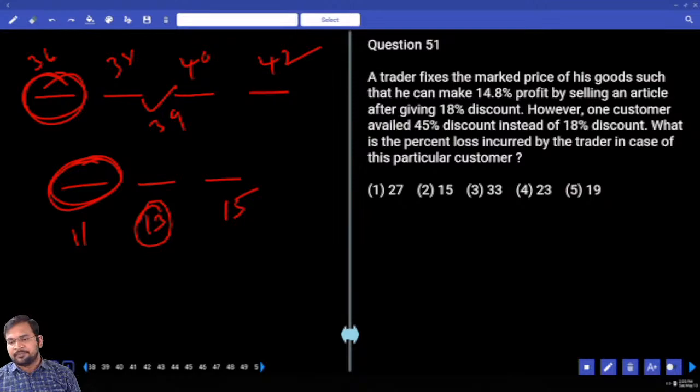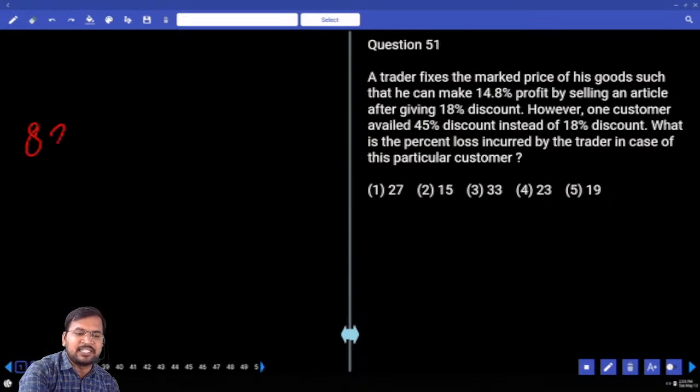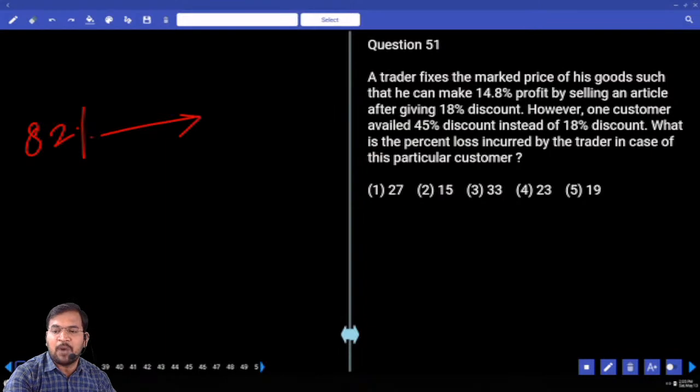Question number 51. Are you ready? A trader fixes the market price of his goods such that he can make 14.8% profit by selling an article after giving 18% discount. Now 18% discount is nothing but they are selling at 82% of market price. 82% of market price is nothing but how much profit you are getting?